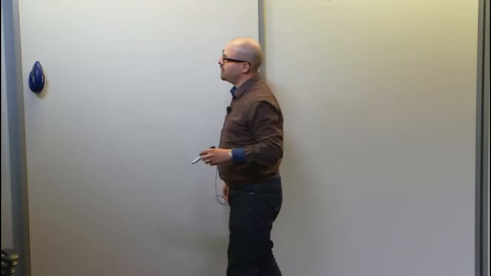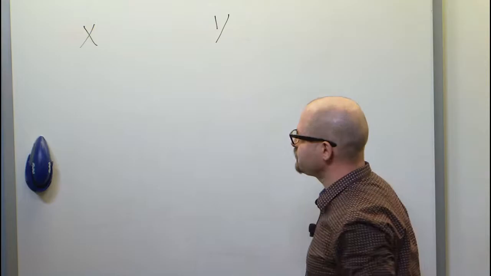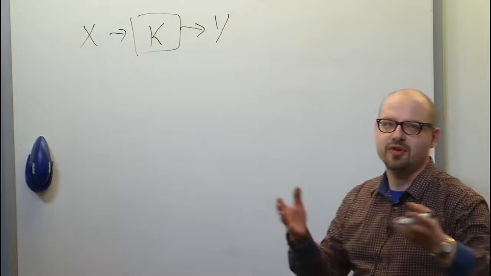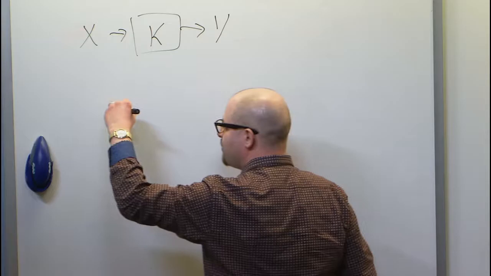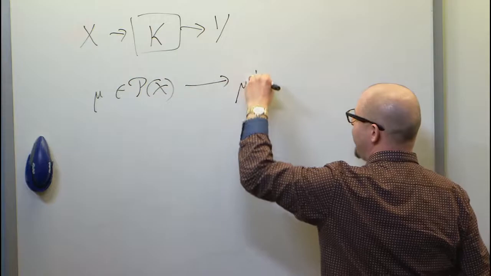I'm going to start by looking at two spaces, finite sets, X and Y, and I'm going to have a stochastic mapping with input in X and output in Y. Call that mapping K. So you can think about it as a stochastic matrix. One convenient way of thinking about it, instead of transforming input symbols into output symbols, you can think about taking an input distribution mu on X and generating an output distribution mu k on Y.